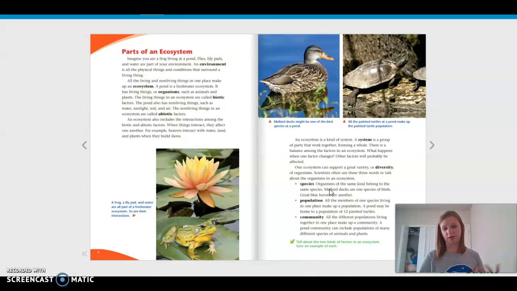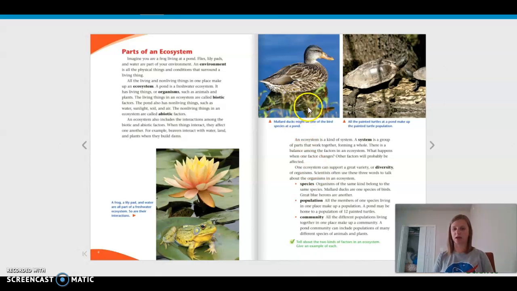There's a whole bunch of different things. Scientists often use these 3 words to talk about the organisms in an ecosystem: species, population, and community. So a species, those are organisms of the same kind belonging to the same species. Mallard ducks are one species of birds. Great blue herons are another. Okay, so we have birds and then we have different species of birds.